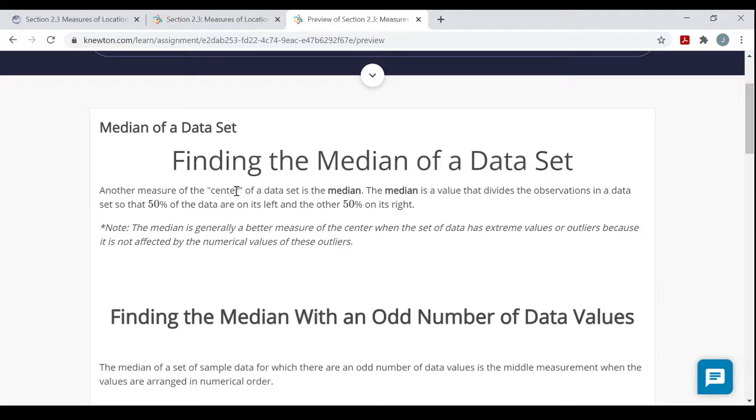Another measure of the center of the data is the median. The median is a value that divides the observations in a data set so that 50% of the data are on its left or below it, and the other 50% are on its right or above it. Note the median is generally a better measure of the center than the mean. We'll talk about the mean in future sections. The median is a better measure of the center when the set of data has extreme values or outliers, because it is not affected by the numerical values of these outliers.